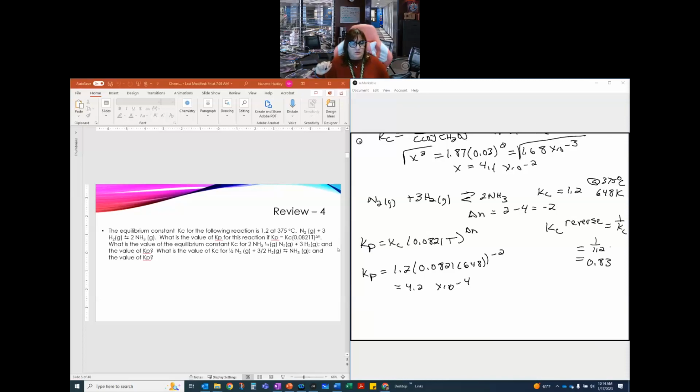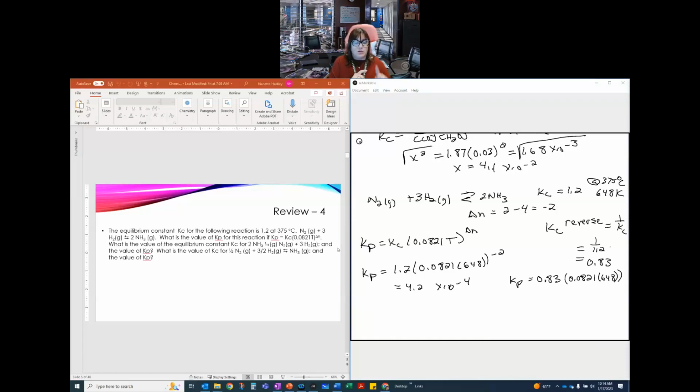What is the value of the equilibrium constant? No, I got that one. And the value of Kp. What is the value of Kc for the reverse? And they want the Kp for this as well. So again, Kp is going to be equal to the Kc, the 0.83 that I calculated, times 0.0821 times 648. And then we have to look at delta N.